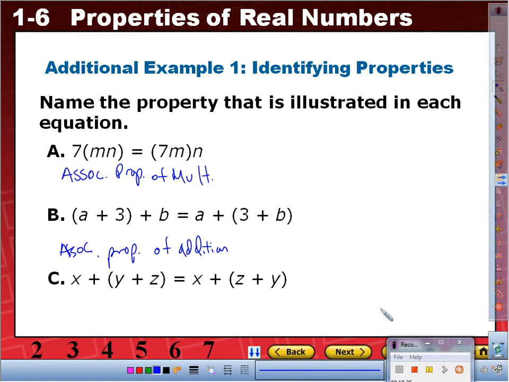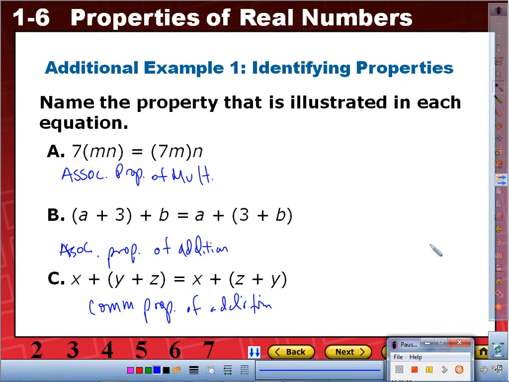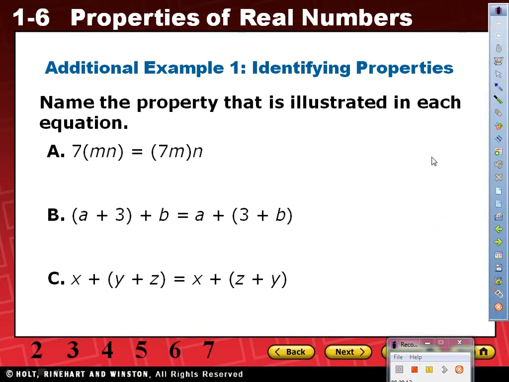So here we go. Does the order change? Yes, it did change. So that means we needed to move some stuff around, didn't we? Okay. So if it did move around, then what is it? Commutative property of addition. Okay, let's move on to the next one.